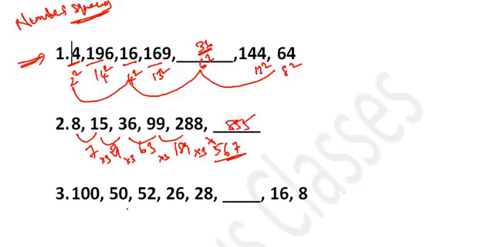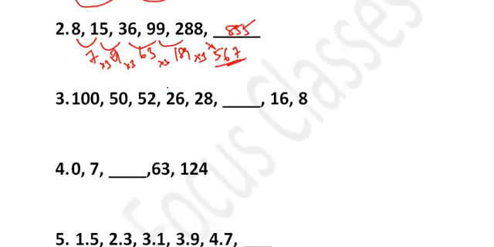Then go to the third problem, friends. Third problem is given like this. This is again a simple problem. 100, 50, 52, 26, 28, dash, 16, comma 8. So 100 divided by 2 is 50, and again this is added to 52, divided by 2, that is 26, and this is added to 28, and now it will be divided by 2, that is 28 divided by 2, that will be 14.